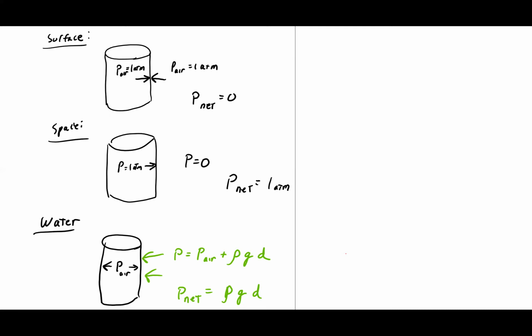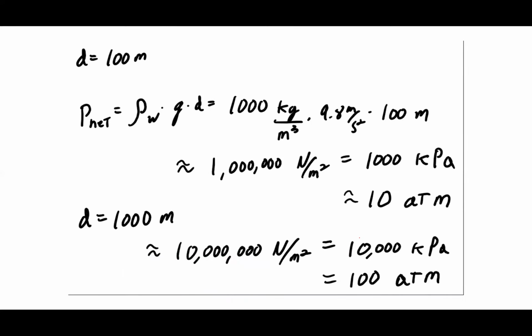If I'm underwater, then there's air pressure pushing outwards, and water pressure pushing inwards depending on depth. And so the net pressure goes like the density of the water times g times depth. Quite quickly, that number gets pretty big. If I'm at 100 meters deep, then I'm looking at 1,000 kilopascals of net pressure, or around 10 atmospheres. And if I'm at 1,000 meters deep, then I'm looking at more like 100 atmospheres. So the spacecraft, right, being designed to take between 0 and 1 for the most part, is not going to survive at large depths for very long.